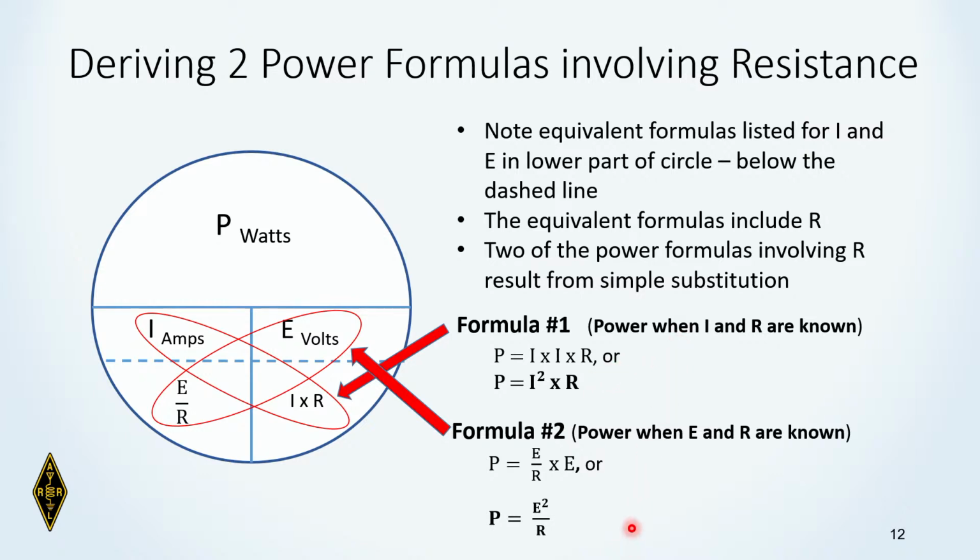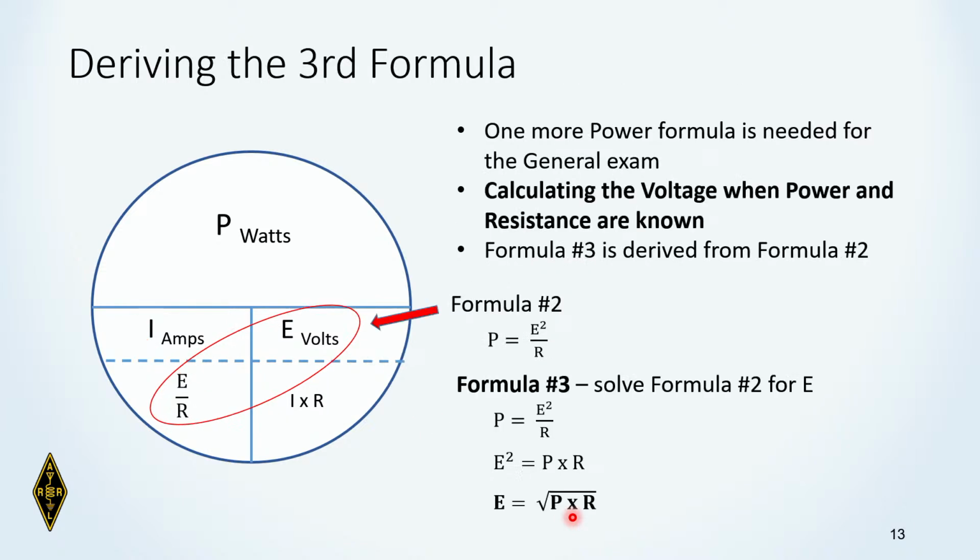Formula 2 works very similarly. In this case, when E and R are known, we're going to take E times E over R, which is E squared over R. So that's how you can derive those two.